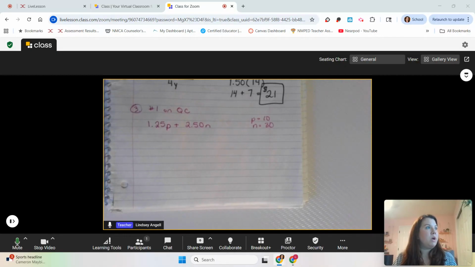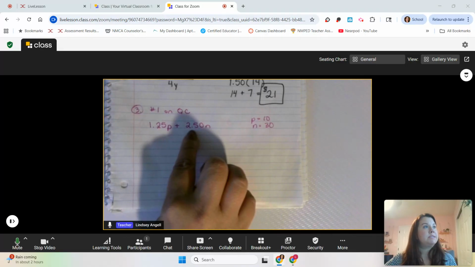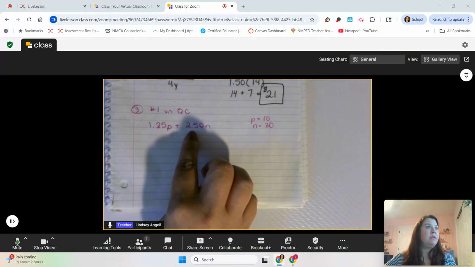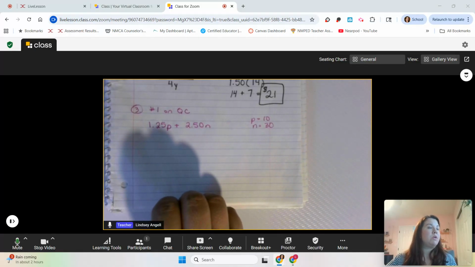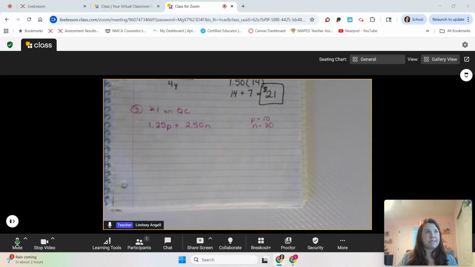Mr. Imani wants to purchase paper and notebooks for his classroom. At a dollar discount, he can buy packs of paper, P, for $1.25 each, and notebooks, N, for $2.50 each. This is modeled by 1.25p plus 2.50n. Evaluate for p equals 10 and n equals 30 to find out how much it will cost Mr. Imani to purchase 10 packs of paper and 30 notebooks.